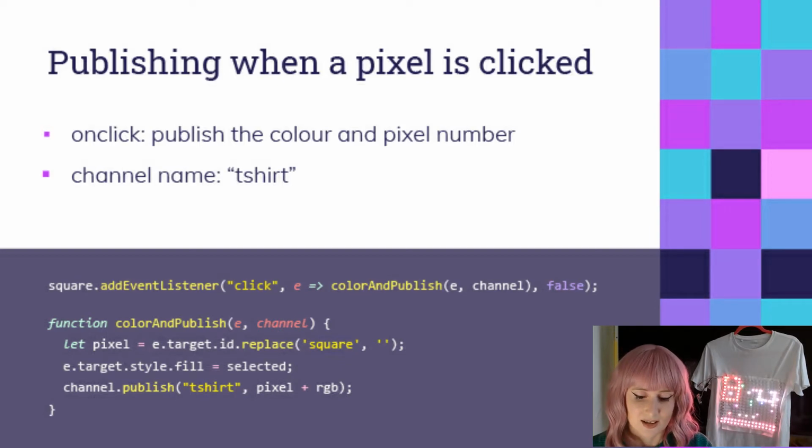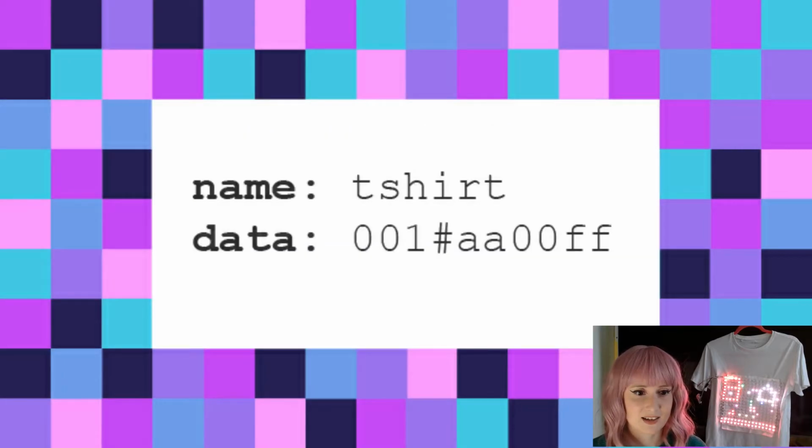So let's imagine we have a message sent that looks like this. The name of the message is going to be t-shirt and the data that is sent is 001-AA00FF. So what we're saying here is that the user has clicked pixel number 1 and they've set it to the color purple. And that hash is actually a useful place where we can cut this message in half and get the two separate values.